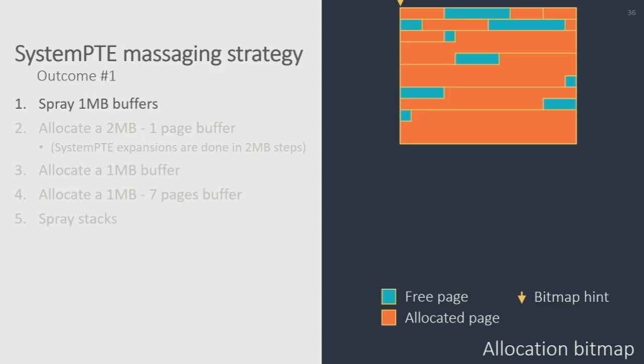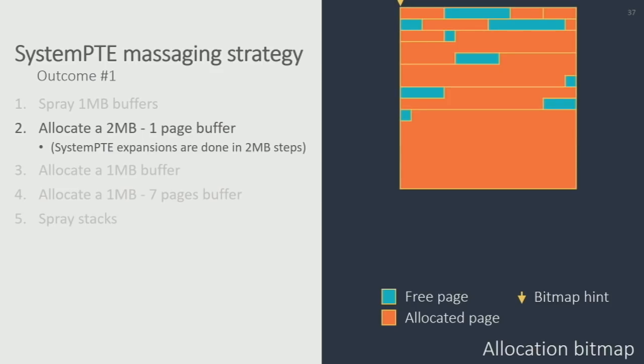So we do that by spraying a bunch of receive buffers or send buffers or whatever. It's pretty simple. And the next thing is we want to allocate a buffer that is equal in length to 2 megabytes minus one page. And the reason for that is this is the maximum size that we can allocate that will create a new 2 megabyte region expansion at the bottom of the bitmap without putting it somewhere else. And the reason that it's interesting is that this is actually going to be our receive buffer.